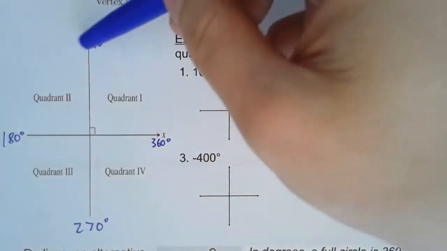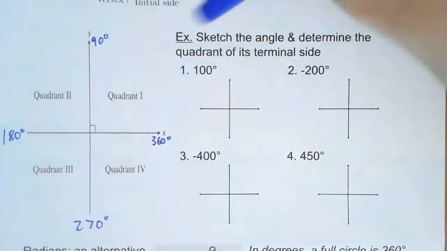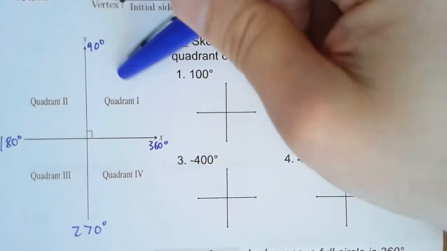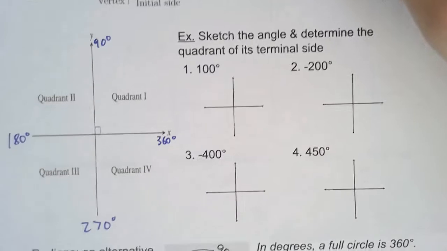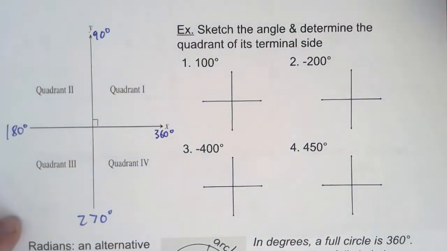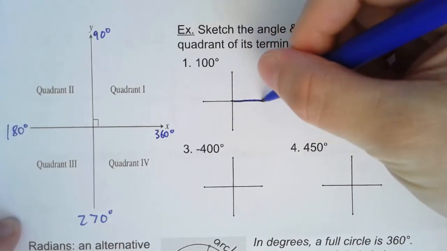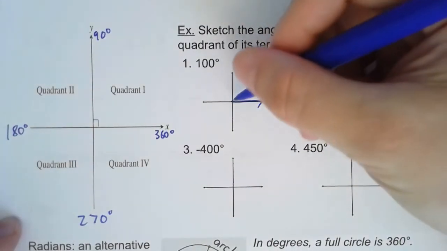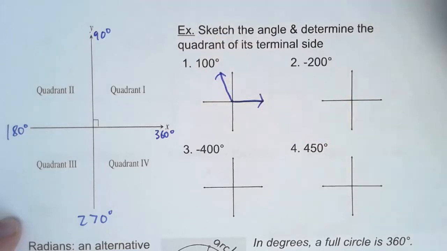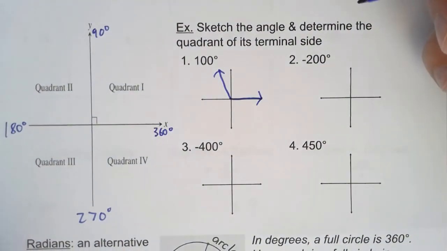Okay, so we're just going to use these as our bench posts, our markers to tell us, are we in quadrant 1 or quadrant 2, based on whether we're less than 90 or more than 90, that kind of thing. And so, of course, 100 degrees would be just past 90 degrees. And so we're always going to start here on the right side of the x-axis, and then we're going to rotate just more than 90 degrees. And so we're going to be at 100 degrees there.